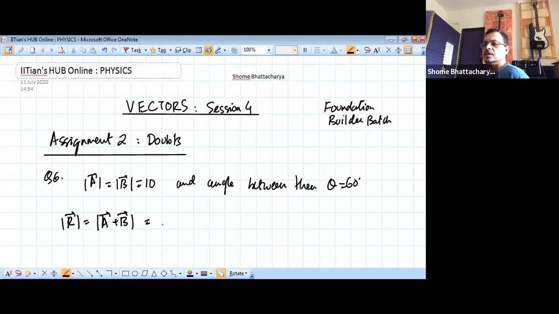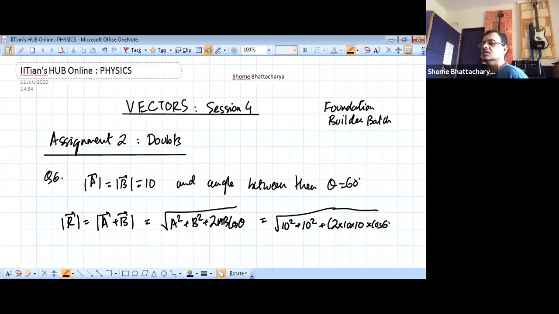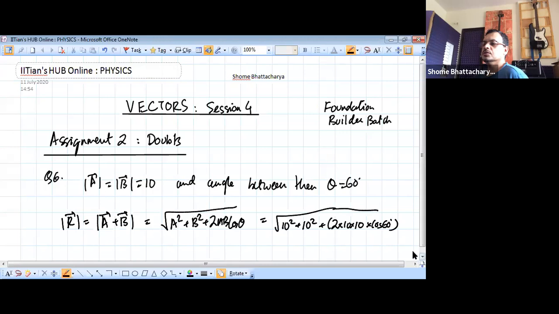So that is root of, just substitute in the formula, a square plus b square plus 2ab cos theta. Okay, I'm getting your messages. We'll discuss question 9, 12, etc. after this. So 10 square plus 10 square plus 2 into 10 into 10 into cos 60. So cos 60 is half, so just use that value which you know.